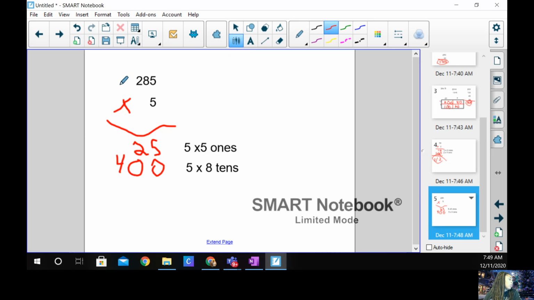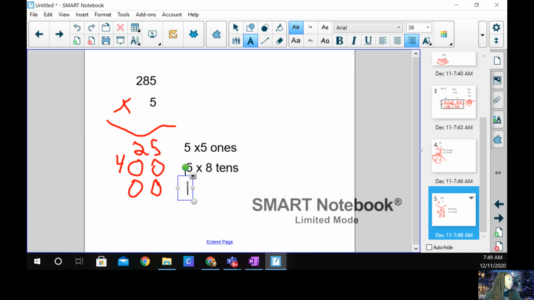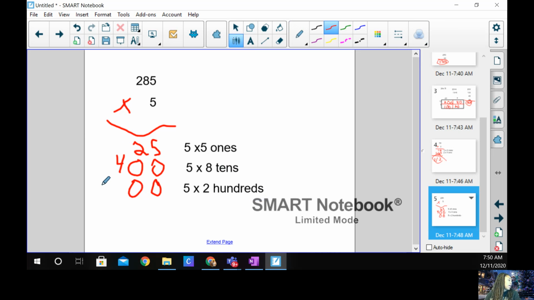And again, going over, now we're going to work into our hundreds place. And so I'm going to do a 0 here, a 0 here to hold those place values. And then I'm going to go 5 times 200 because I'm working my hundreds place. So it's telling me I'm working with 5 times 2 hundreds. And so 5 times 2 is 10. But really, 5 times 200 is 1,000.